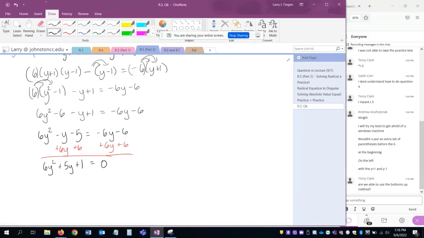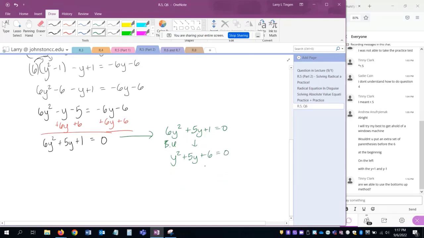Yes, yes, we can. So let's come over here and do that. 6y squared plus 5y plus 1 equals 0 becomes y squared plus 5y plus 6 equals 0.